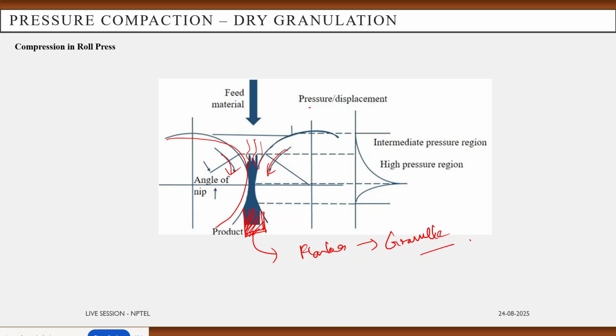So here is the pressure displacement diagram, where the intermediate pressure region is this one, and the high pressure region is at the line passing through the center of the rolls.